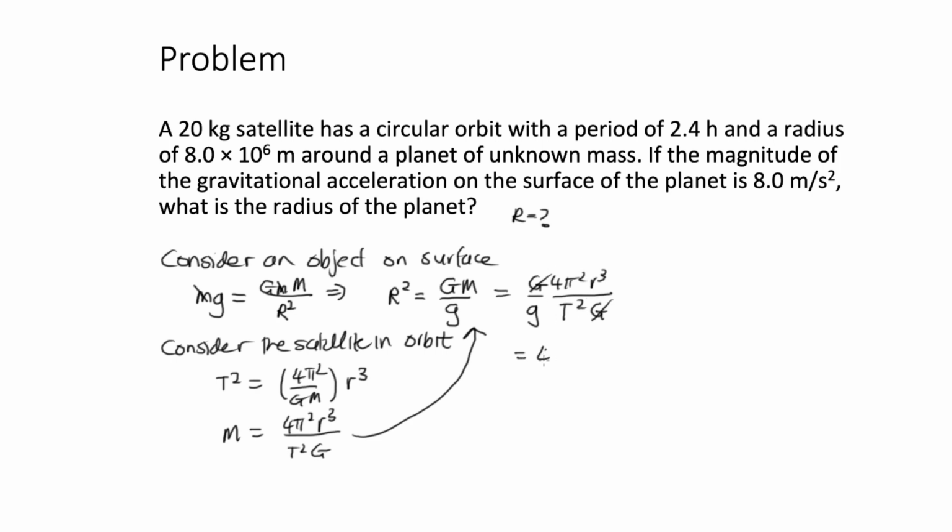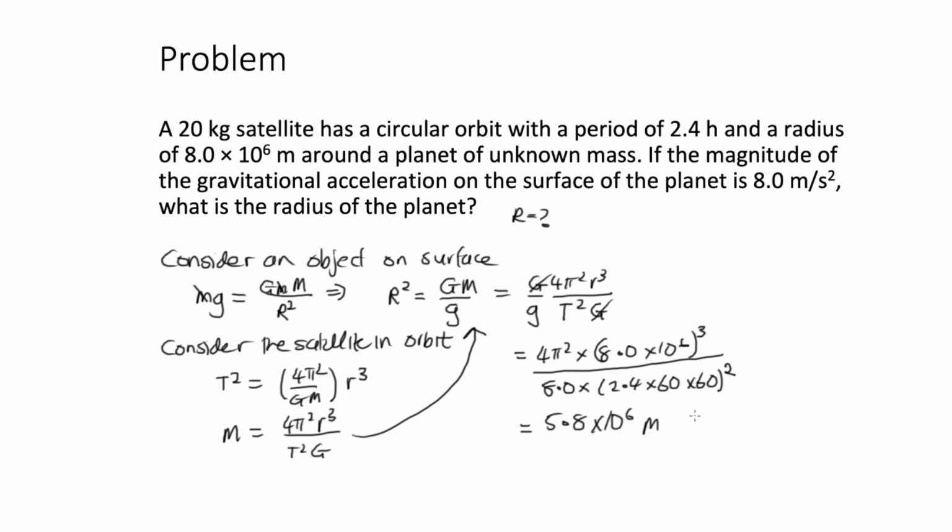Our universal gravitational constant cancels out from the top and the bottom, and now we can substitute in the values from the question. So we've got 4 pi squared times R cubed, which is 8.0 times 10 to the 6 cubed, divided by little g, which was 8, times the period squared, and the period is 2.4 hours, so it's 2.4 hours times 60 minutes in an hour and 60 seconds in a minute, all squared. We can then solve this on the calculator, and we end up with 5.8 times 10 to the 6 meters. I've given this to two significant figures, as the values in the question are all given to two significant figures.